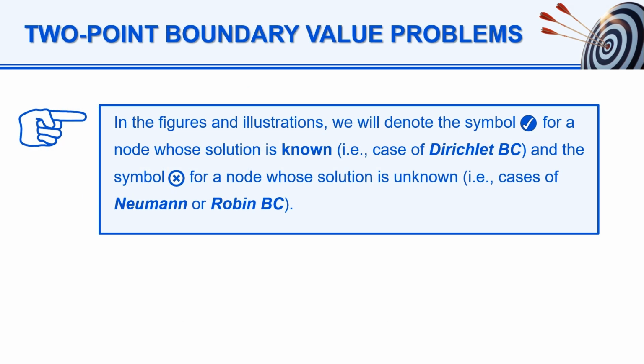In the subsequent illustrations, we will denote the check mark or symbol for a node whose solution is known, i.e., case of Dirichlet boundary condition, and the circled X mark or symbol for a node whose solution is unknown, i.e., cases of Neumann or Robin boundary condition.